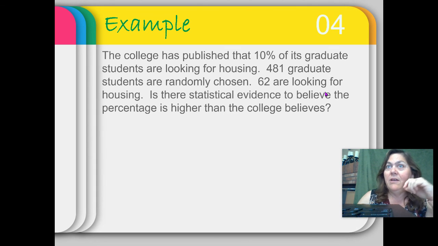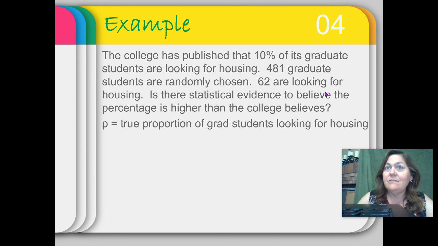So let's do an example. A college has published that 10% of its graduate students are looking for housing. 481 graduate students are randomly chosen. There's our SRS. 62 are looking for housing. Is there statistical evidence to believe the percentage is higher than the college believes? Well, the college claims it's 10%, right? So we're going to go to our state, and before we do our H0 and our Ha, we're going to state what our parameter is. The parameter is the true proportion of grad students looking for housing at a particular college. Actually, to finish out your population, you would say at this particular college.